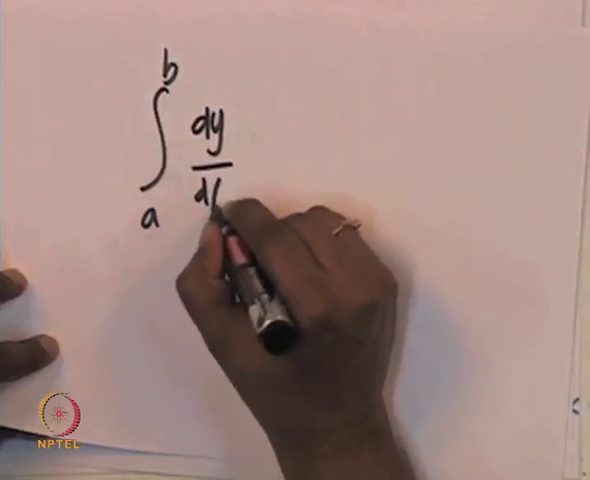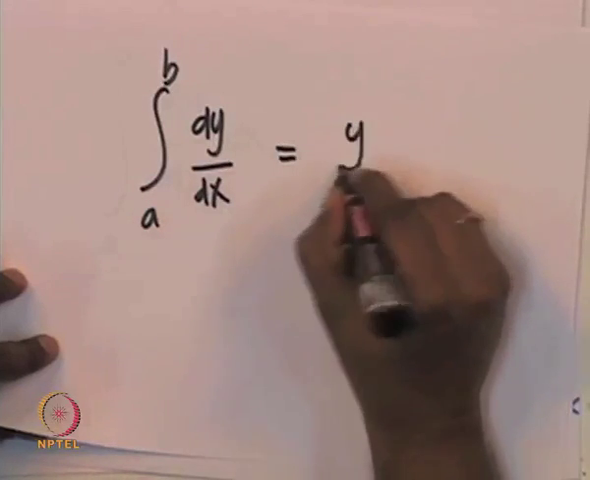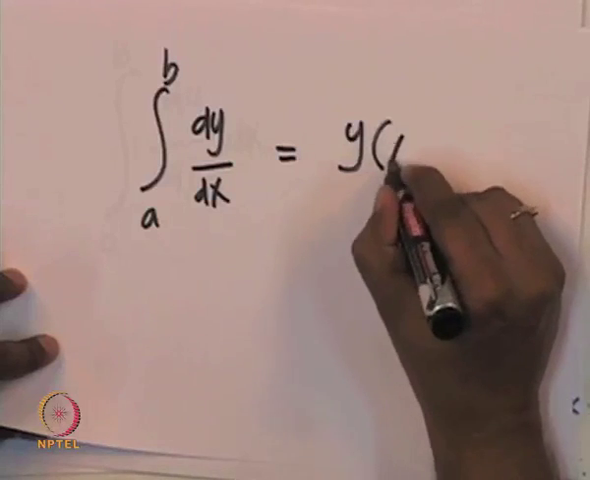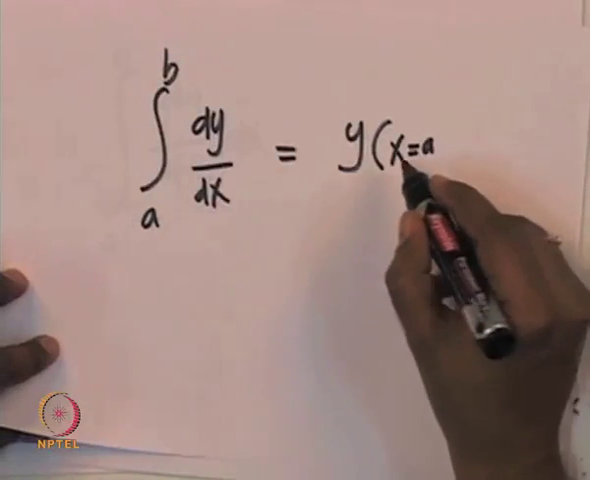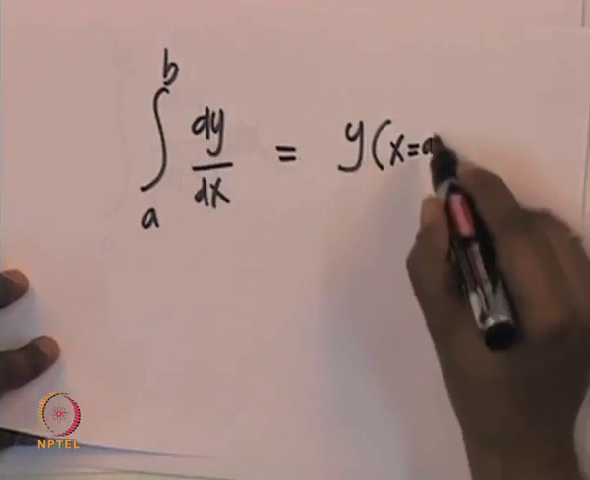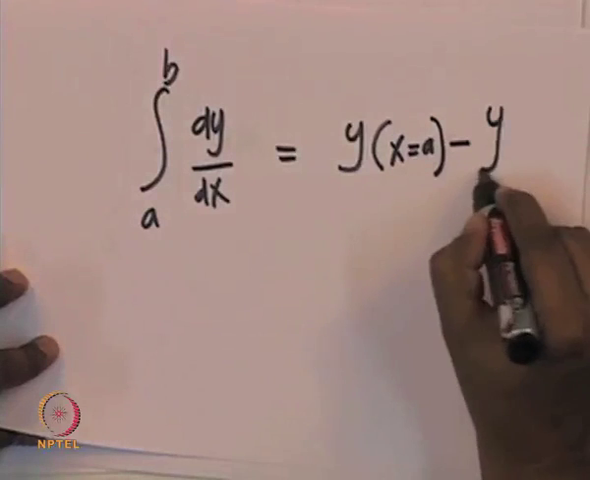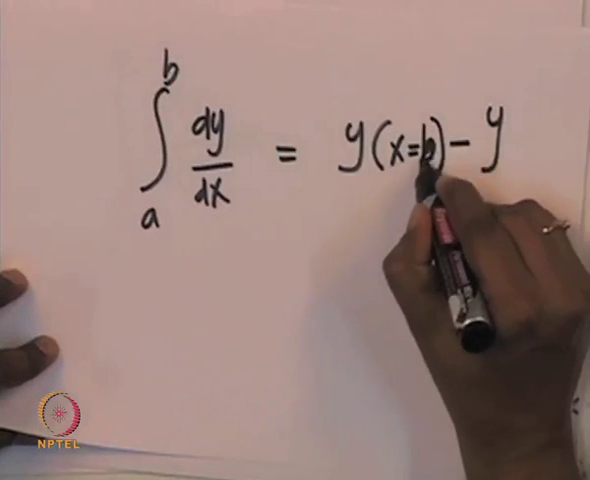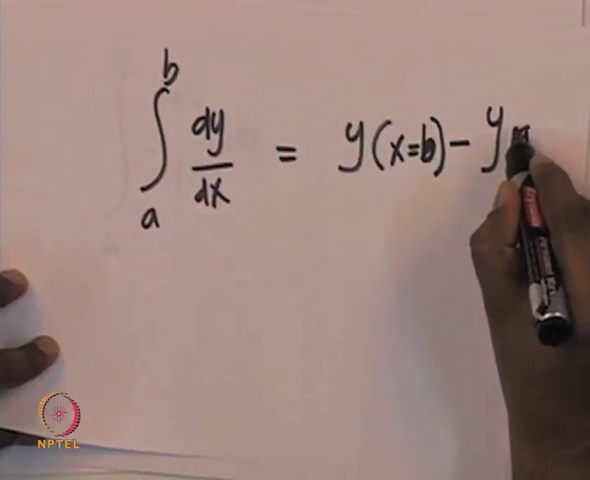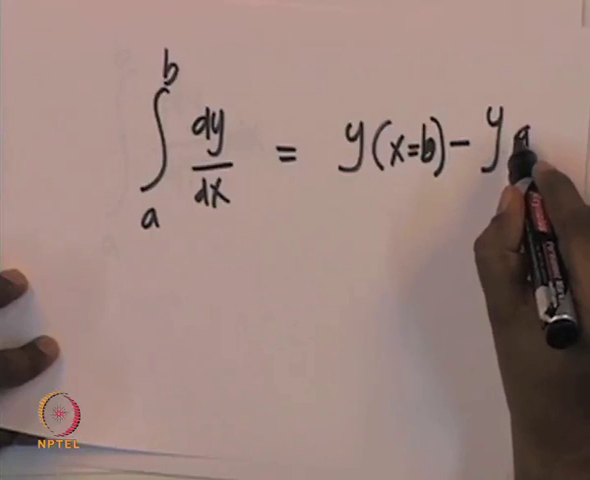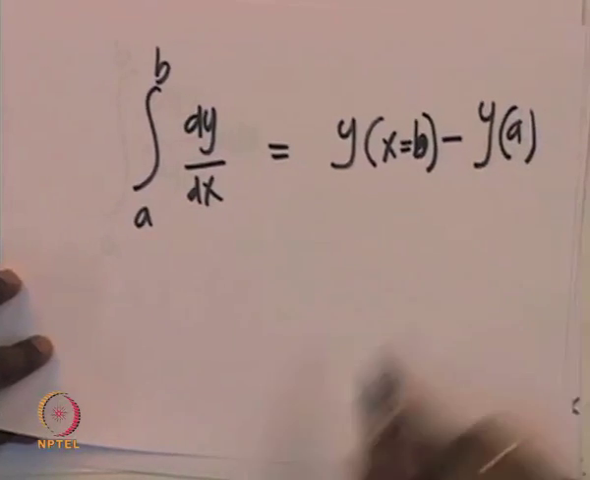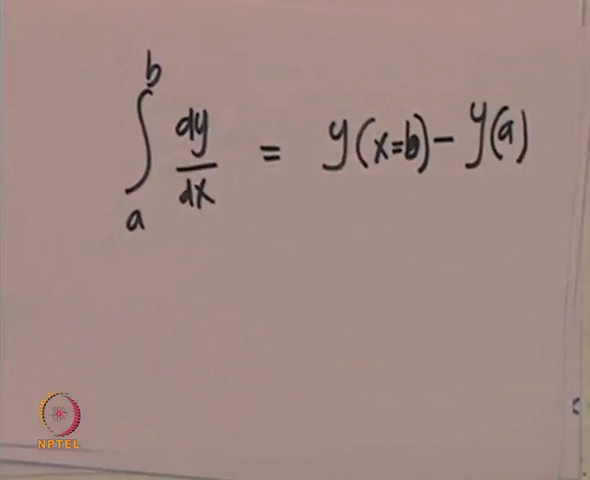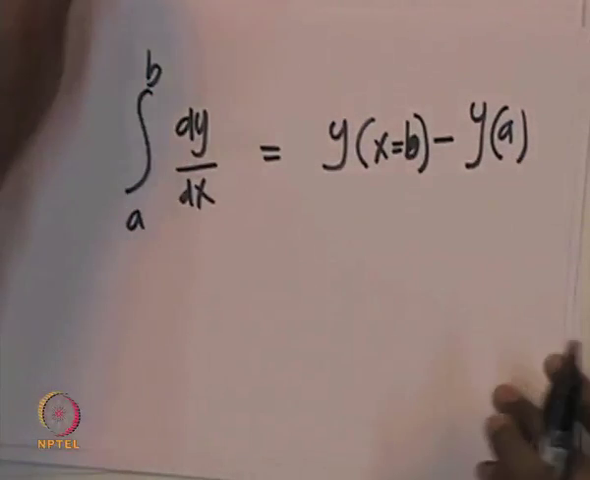dx, and the answer of this is y. You know that the integral of dy by dx is y. So, you calculate y at x equal to b and then subtract y at x equal to a. So, this is the answer, and this is the rule which you want to learn now.